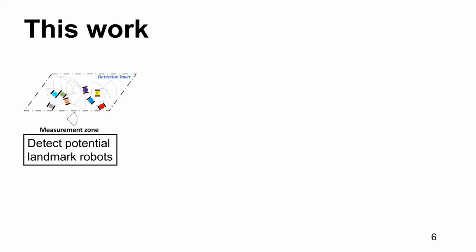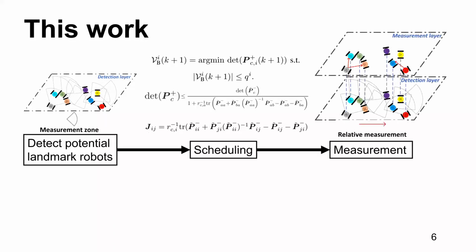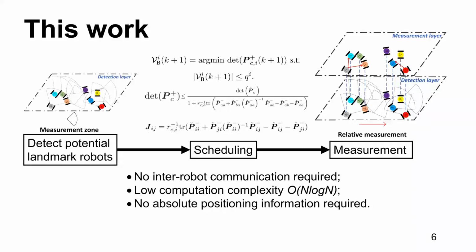Afterwards, the cooperative localization continues and does the rest of the work. During the scheduling process, all the terms in the covariance upper bound are locally stored at each master robot, and therefore the algorithm doesn't require any inter-robot communication to do computation. That is, there is no need for the robots to collaborate to carry out the landmark robot selections.